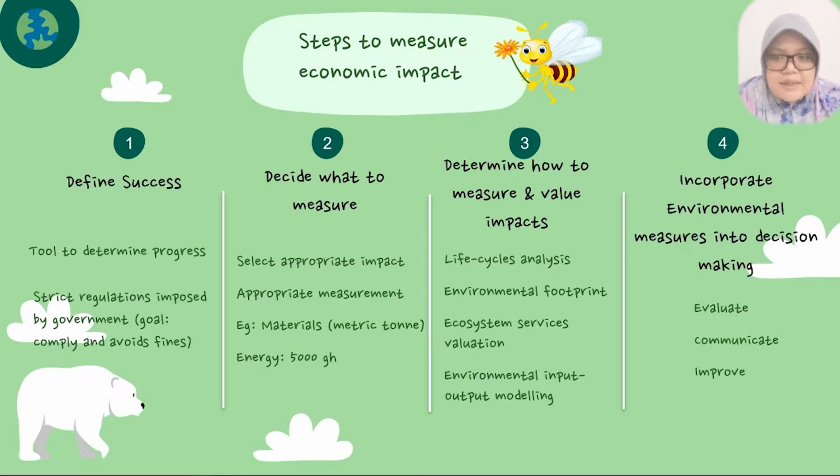The third step is to determine how to measure and value impact. There are a few methods, which are life cycle analysis, environmental footprint, ecosystem service valuation, and environmental input and output modeling. As I said earlier, I will explain the life cycle analysis later. For environmental input and output modeling, I already explained it in an earlier slide.